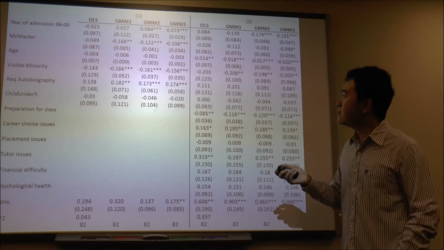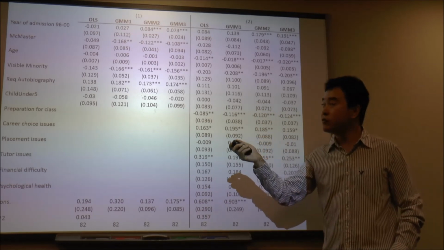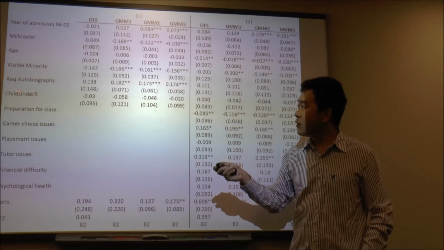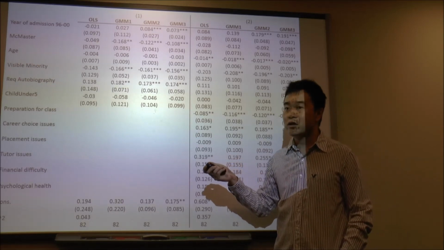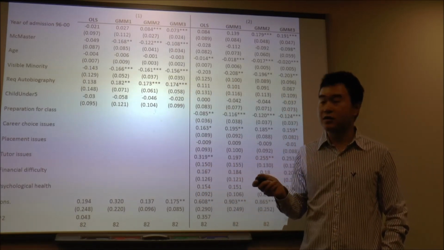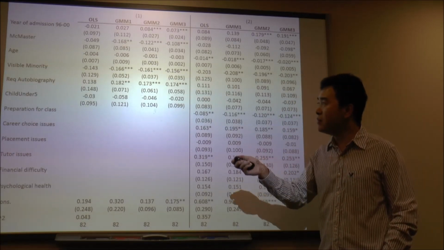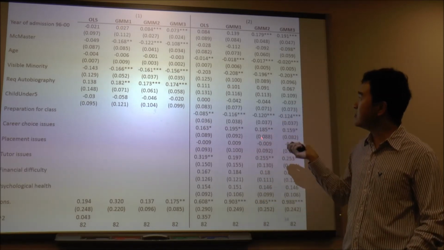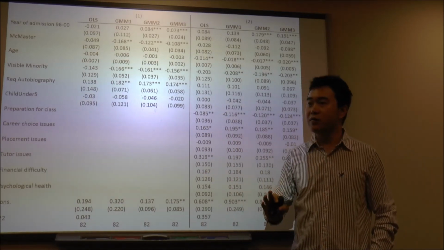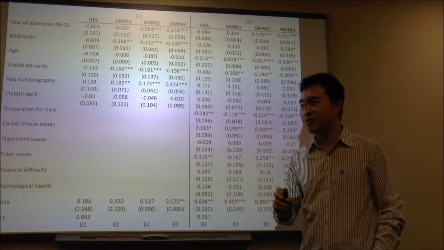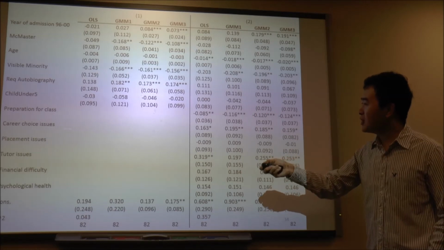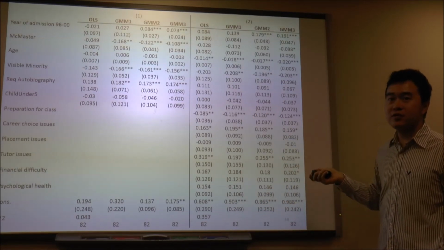There are two specifications. In the first column, I only introduce the year of admission dummy, McMaster dummy, age, and some other information like visible minority, whether they were required to provide an autobiography before admission, and whether she had children under 5 before admission. These two specifications are trying to answer different policy questions. This is information that we know before they get admitted, so we know how to prevent and screen out what type of people are likely to drop out. And the second has more variables, included for those experienced during the program.